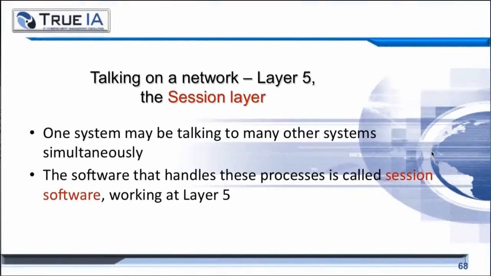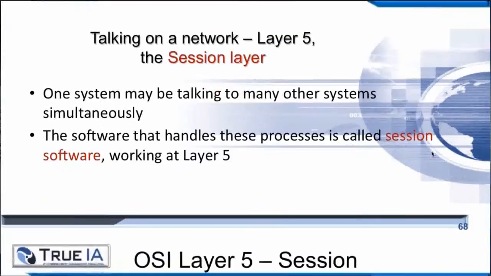Next, the session layer, layer 5. Understand that it is possible to have a conversation with more than one person. For instance, you could be on the phone talking to one person while sending an email to another and perhaps sending a text message to a friend, all happening simultaneously. This session layer is what manages all those different types of communications. The software that handles these processes is called the session software. It only works at layer 5.